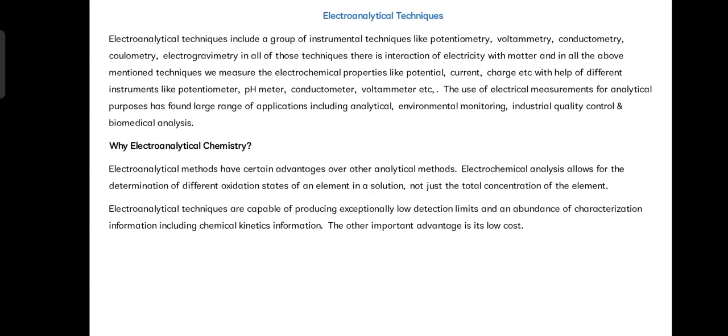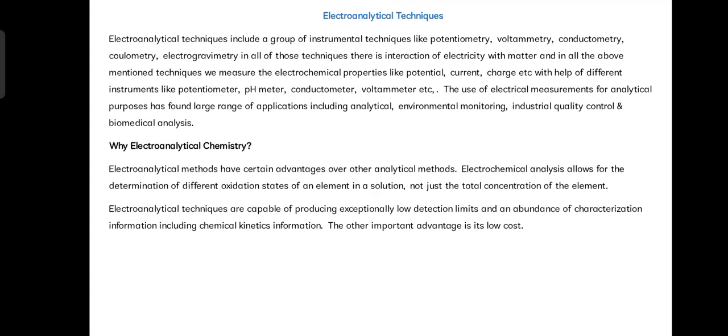The use of electrical measurement for analytical purposes has found a large range of applications, including environmental monitoring, industrial quality control, and biomedical analysis. Why electroanalytical chemistry? Why do we need electroanalytical chemistry? Electroanalytical chemistry has certain advantages over other analytical methods.